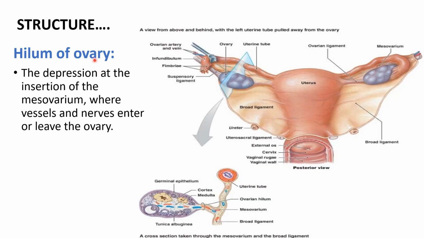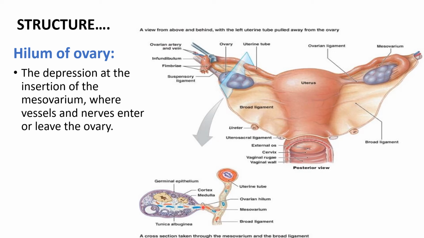Coming to the hilum of ovary. The depression at the insertion of mesovarium is called the hilum of the ovary. It is the place where the vessels and nerves enter and leave the ovary. You can see here, this is the insertion of mesovarium or suspensory ligament to the ovary. Here is a depression, and that depression is called the hilum of the ovary.